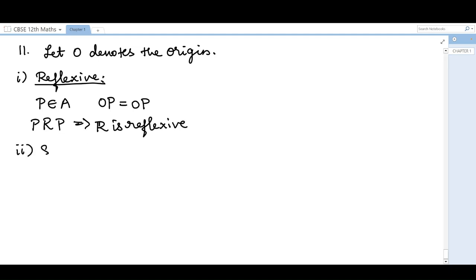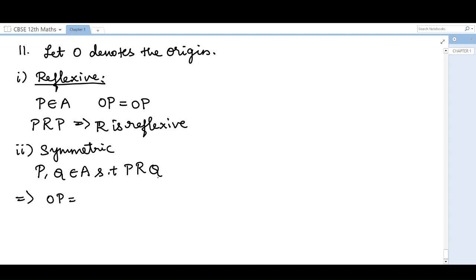Second one, symmetric. Let us take 2 points P and Q in our set A such that P is related to Q. This implies the distance of the point P from the origin, that is OP, is equal to the distance of the point Q from the origin, that is OQ. We can also write OQ equal to OP. So this implies the distance of the point Q from the origin is equal to distance of the point P from the origin. Therefore, Q is also related to P. From this, we can say R is symmetric.